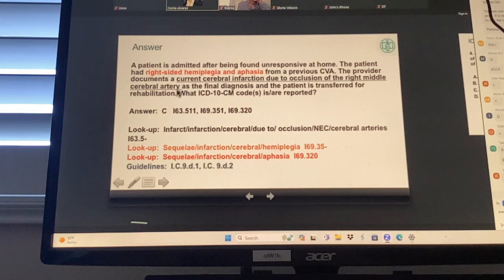These happen in the arteries in your brain. There's heart attacks that happen in arteries in your heart, and then there's strokes that happen through the arteries in your brain. So the first lookup is for what's happening today, and that's the infarction due to the occlusion of the cerebral arteries. And then you're going to code those late effects from the previous condition that the patient had. So the answer is C.